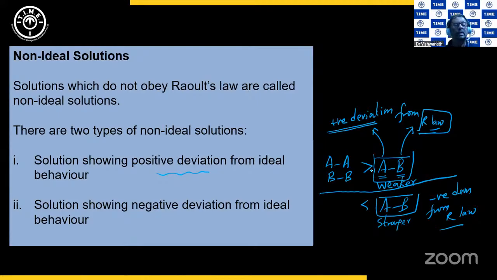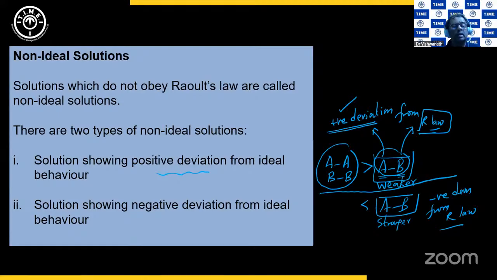So we find that there are two types of non-ideal solutions where the AA forces and the BB forces are not equal to AB. When you say not equal, it means that it can be either greater or lesser. So if you find that AA and BB are stronger than AB, it means that A doesn't want to stay with B as much as it wants to stay with itself. So the vapor pressure increases, or there is a positive deviation from the Raoult's law. That is, you get more pressure than what Raoult's law predicts.